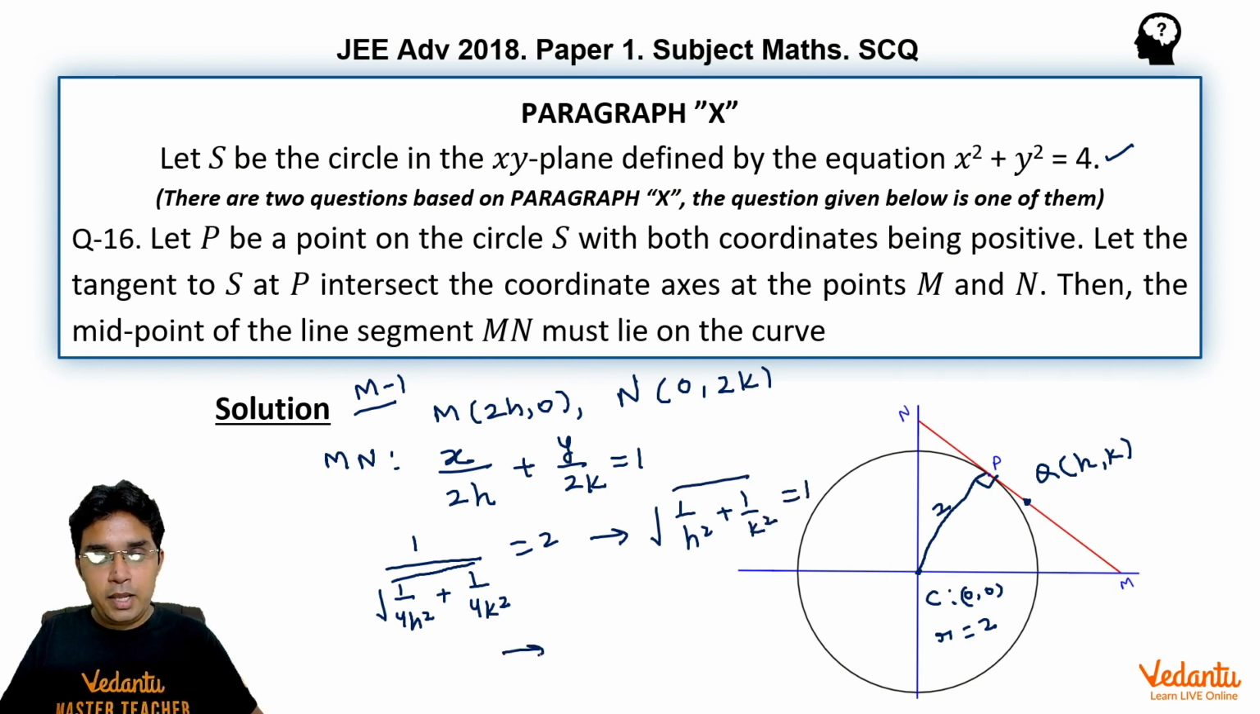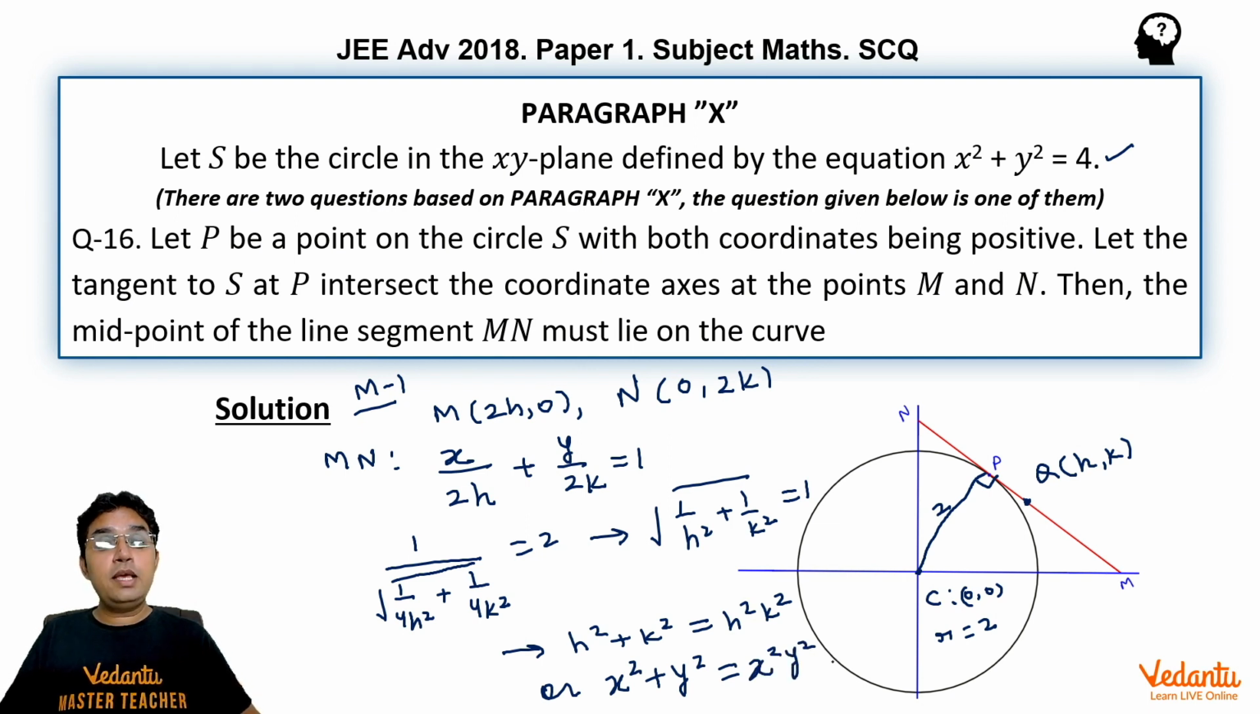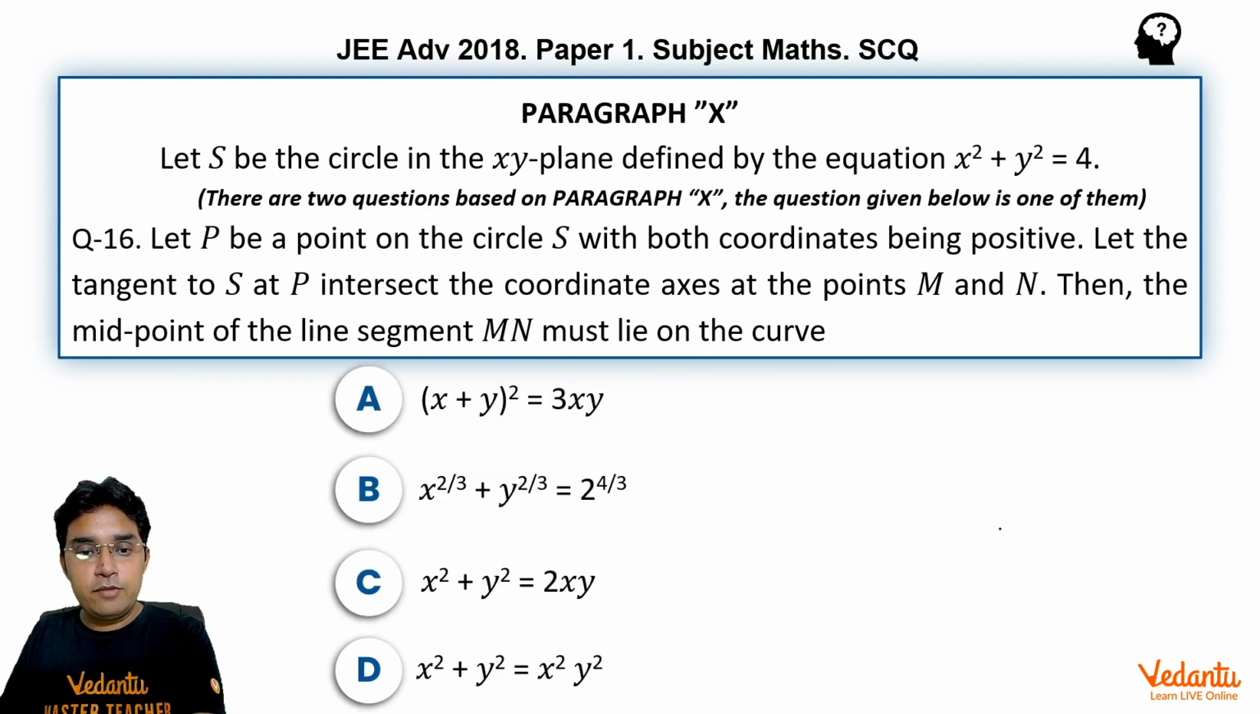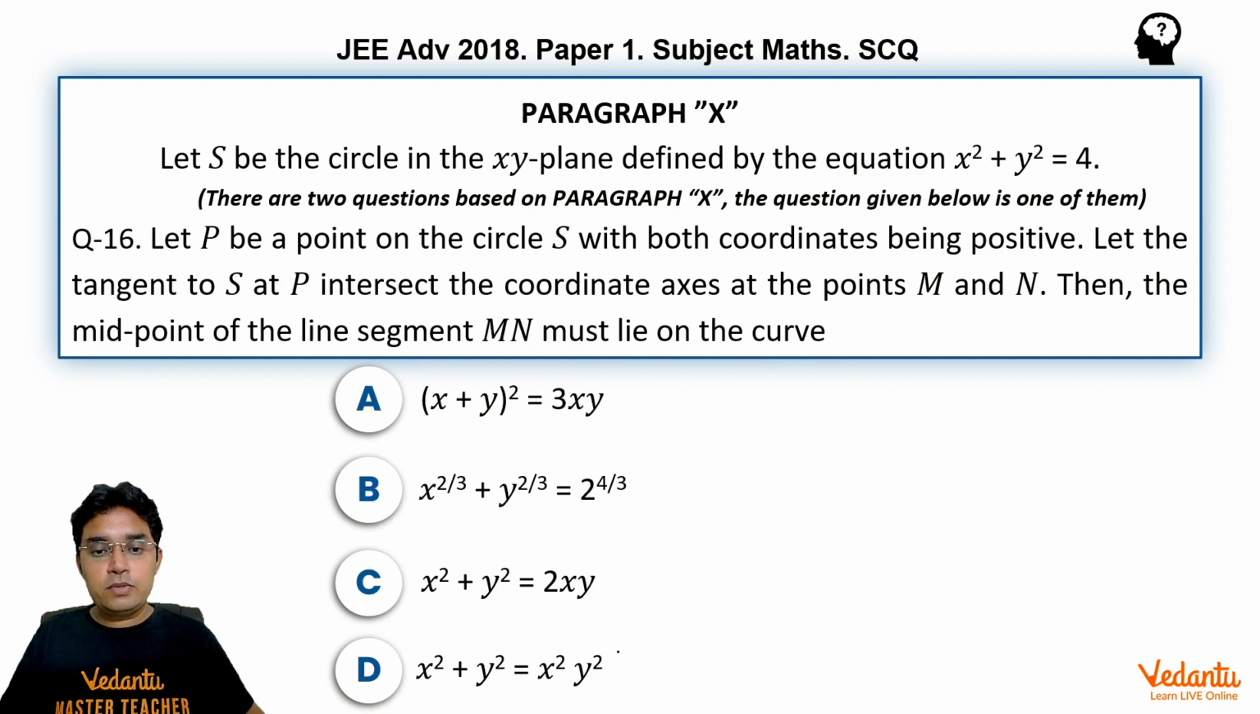After squaring, we will get h square plus k square equal to h square into k square, or you can write this as x square plus y square equal to x square into y square. So this is the locus on which this midpoint must lie. Let us see what options they have given. x square plus y square equal to x square into y square. So I think D must be correct.